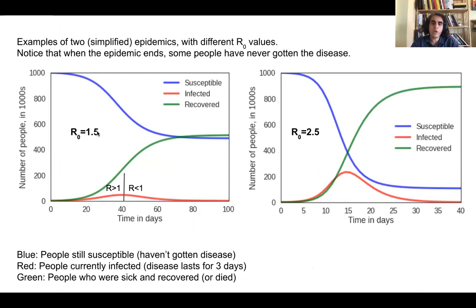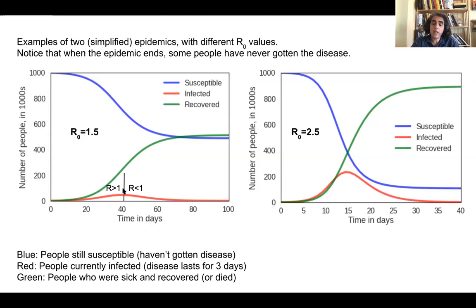This first one is an R naught of 1.5. The second one is a larger R naught of 2.5, and I think it's interesting to compare and contrast. We're assuming a population of 1 million people. And on these graphs, the blue line shows the number of people in the population who are susceptible to the disease. That is, have not yet had it. So initially, everybody is susceptible.